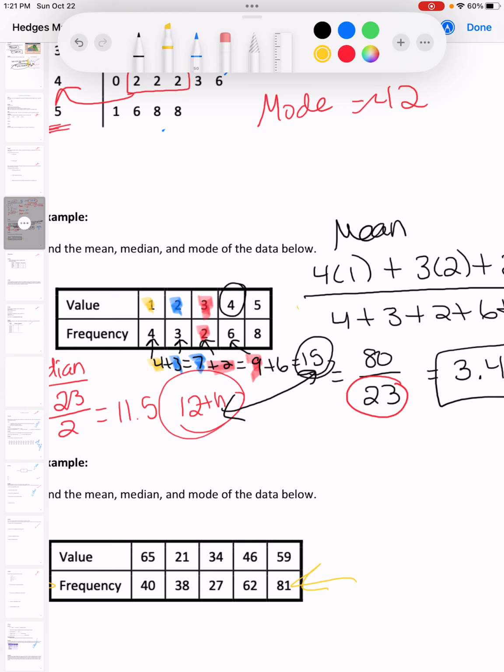So the 10th, 11th, 12th, 13th, 14th, and 15th number, the next 6 numbers are the number 4. So the 10th through 15th number are the number 4, because remember the 9th number was 3. And I was looking for the 12th. So that means the median is 4.